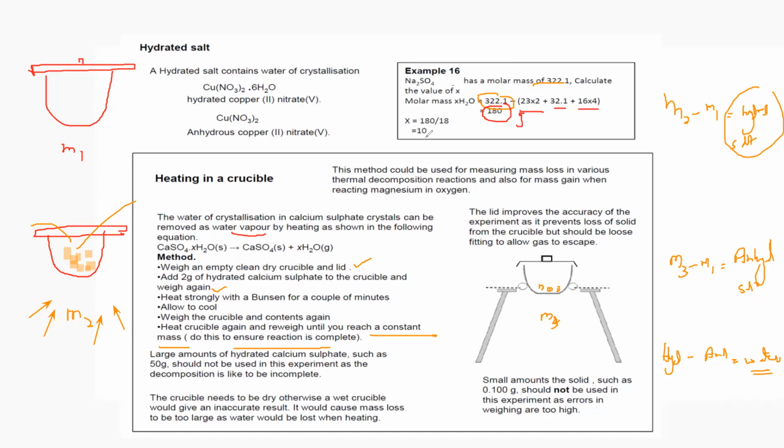So 180 divided by 18 will give 10 moles of water. So actually this value of X is equal to 10. Is this example clear, how we work out the water of crystallization? So basically the hydrated salt minus the anhydrous salt will give us the water of crystallization.